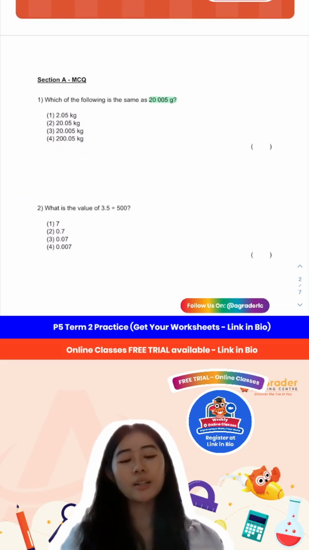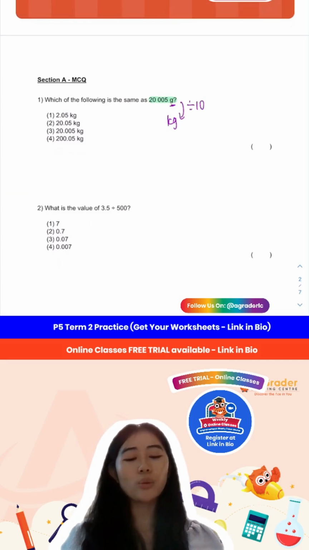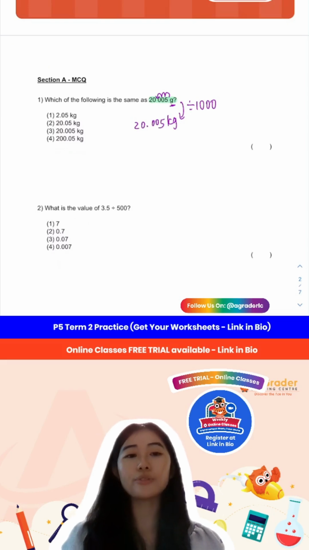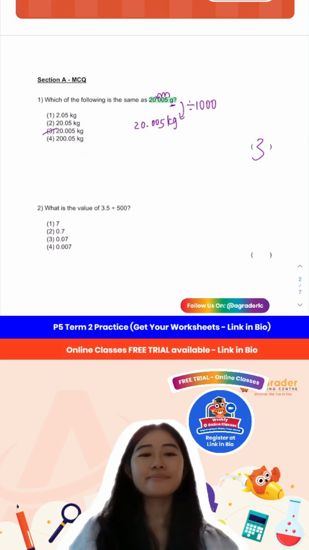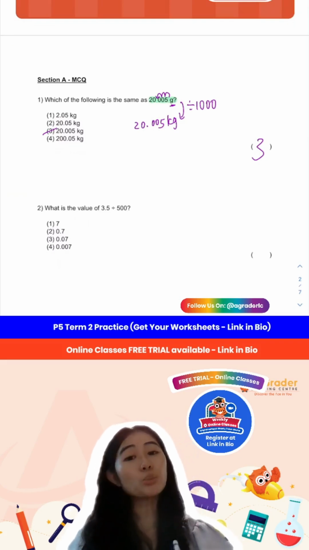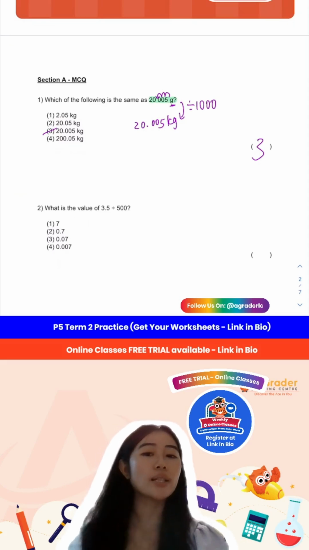Okay, let's go through this. So from grams, you want to convert it into kg, right? You need to divide by 1000. So that means that you're going to move backwards by 3 steps. So 1 step, 2 step, 3 step, and then you're supposed to put your decimal place. So this is 20.005. This is option 3. Yeah, so those of you who said option 3 is correct. I'm not sure how come so many of you say option 2. Just need to move backwards by 3 steps, okay? Because 1000 has 3 zeros.